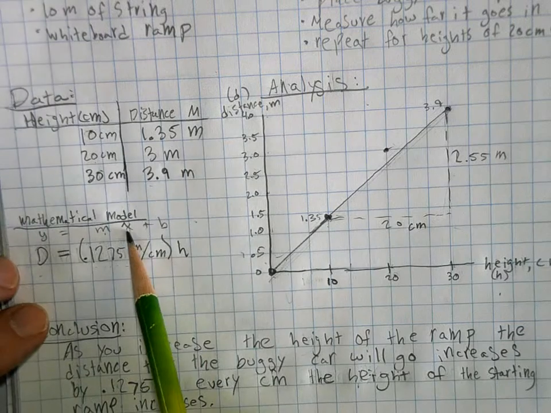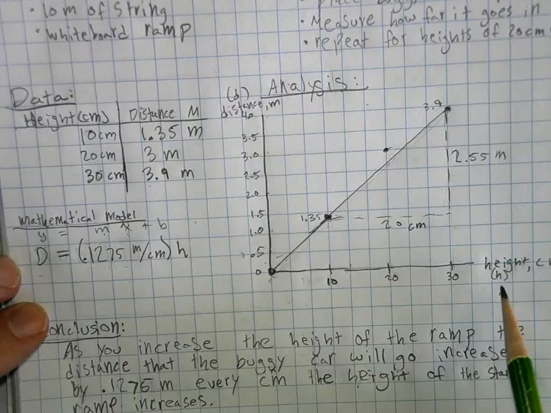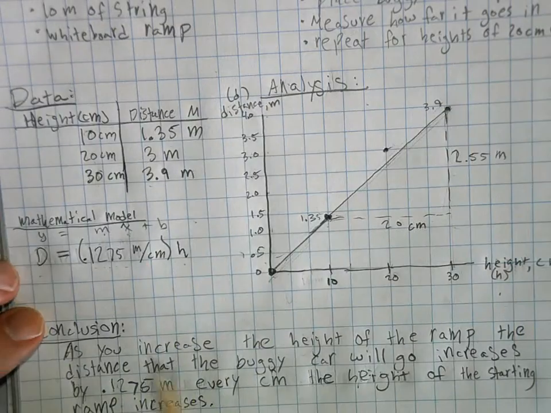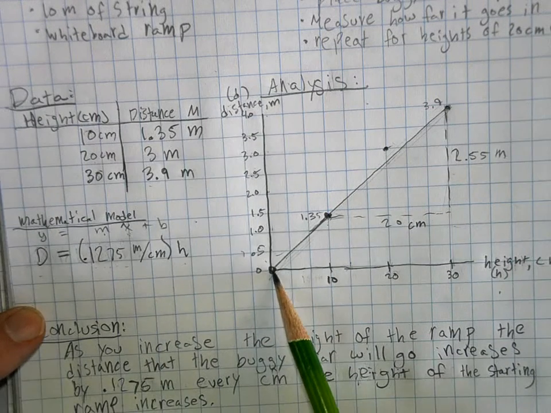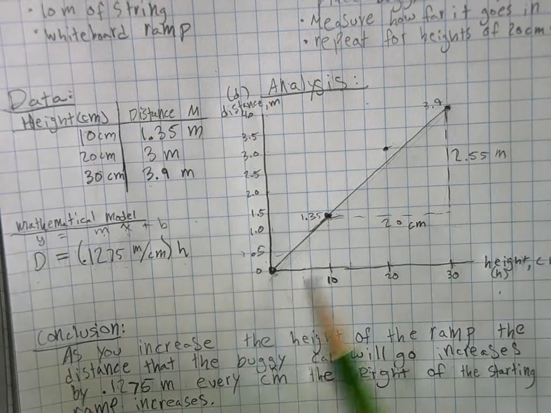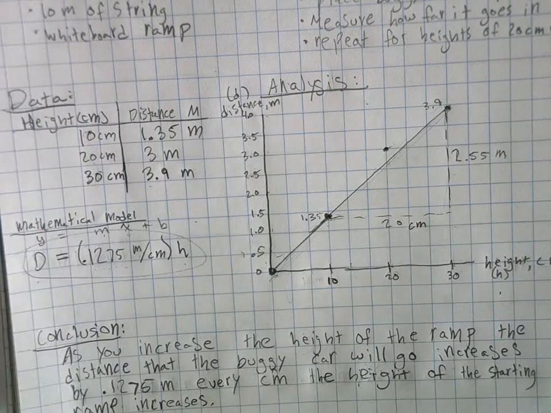And then what is our x-axis here? Our x-axis, our horizontal axis, represents height. So instead of using the letter x, use the letter h. And then what's the y-intercept here? When your height is 0, how far is your car going to go? How far is your car going to roll if you don't have any height at all? It's going nowhere. A distance of 0. So 0, 0. So this gives us a formula, a mathematical model for how the car behaves as it rolls down the ramp.